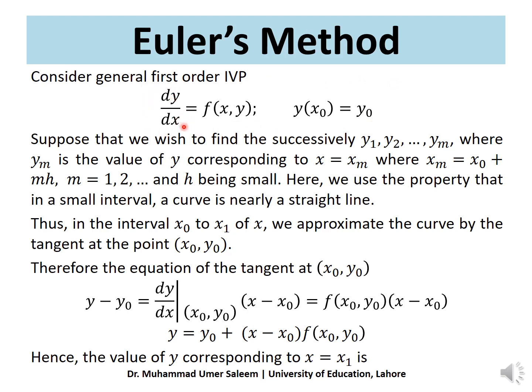We'll be writing it everywhere in this form. Sometimes we write it as y dash is equal to f of x, y, or generally we write dy over dx is equal to f of x, y, and this is the condition such that y at x naught is y naught. So this is the general form of the initial value problem.